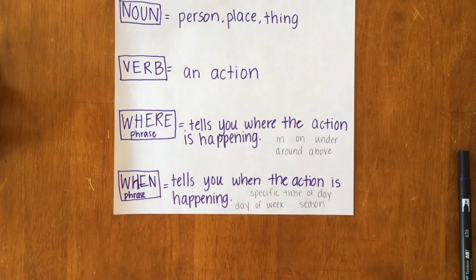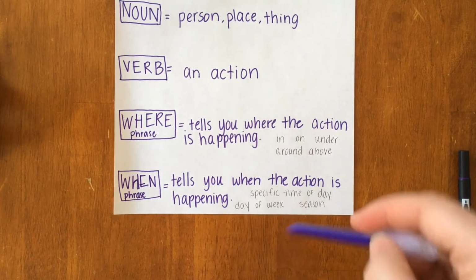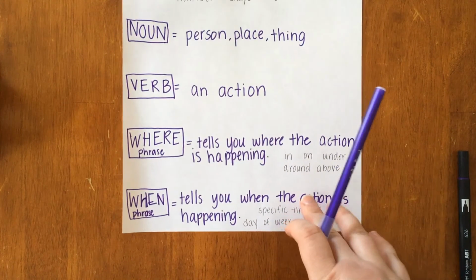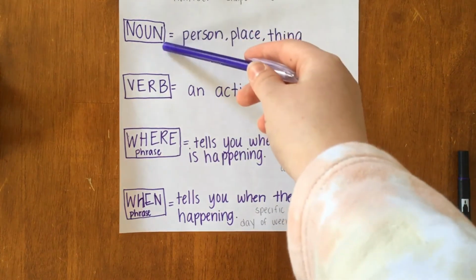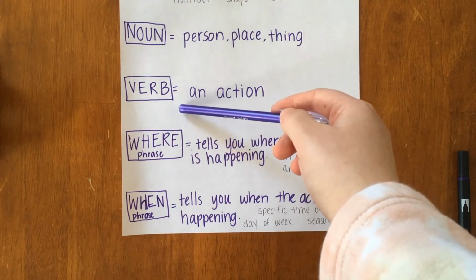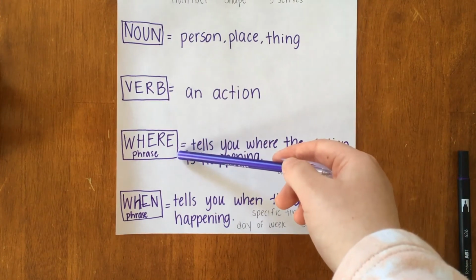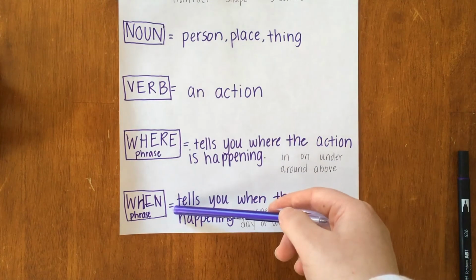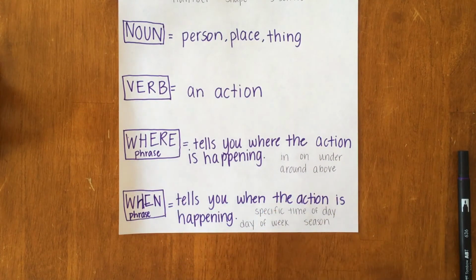And a when phrase does pretty much the same as a where phrase, except instead of telling you where, it's going to tell you when something is happening. So I could say, if we're using this example of my dog, she sneezed in the living room when I was making a video. So that tells you when something's happening.